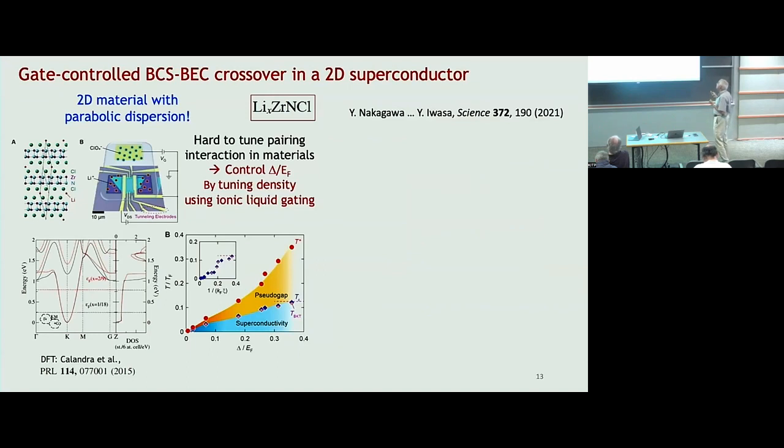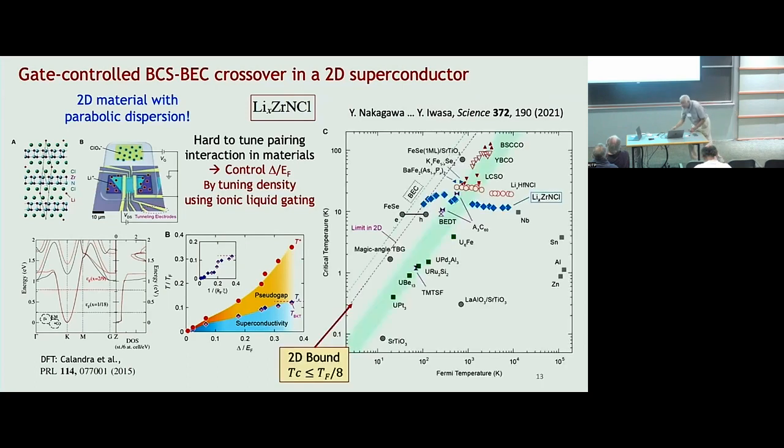But the beauty of what the Iwasa group did was they gate controlled the system. All you have to change is delta or epsilon Fermi. You can't control delta in this lightly doped system, so you change epsilon Fermi. And they changed the density over two orders of magnitude in this two-dimensional material. And when they did that, they just came and sat on top of this predicted bound. There are a lot of other beautiful experiments that they did that you should definitely look at in these papers.